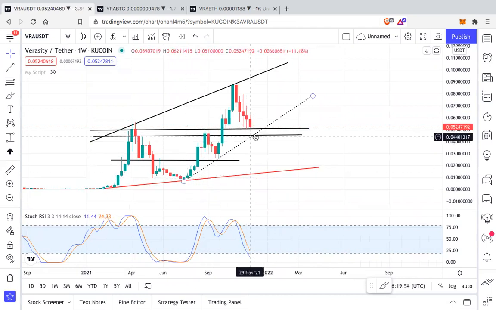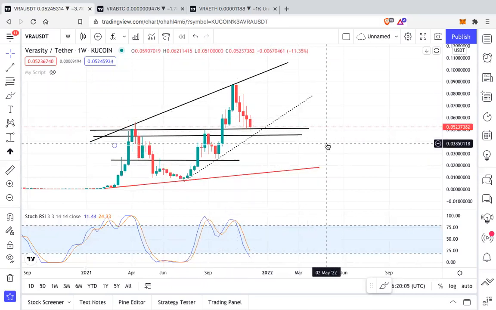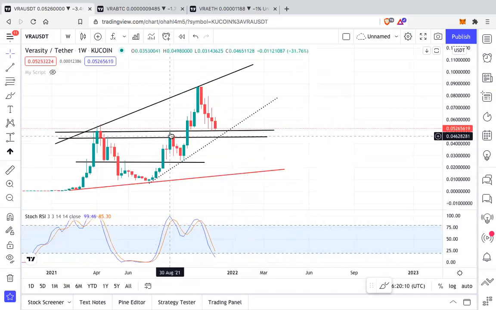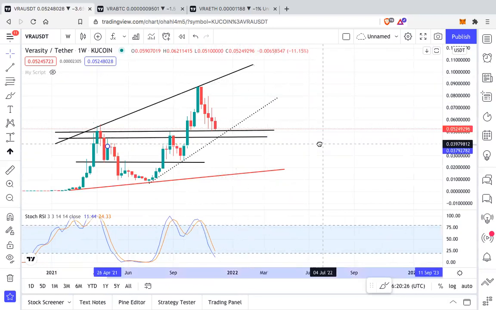So this trend line, even if we go till 0.044 cents, we are still respecting it very much within the trend. And on the weekly, what we can very clearly see is we have made a higher high, higher low, and currently we are forming a higher low. In fact, if we consolidate over here for 1 or 2 weeks and then we bounce, it would be very healthy.